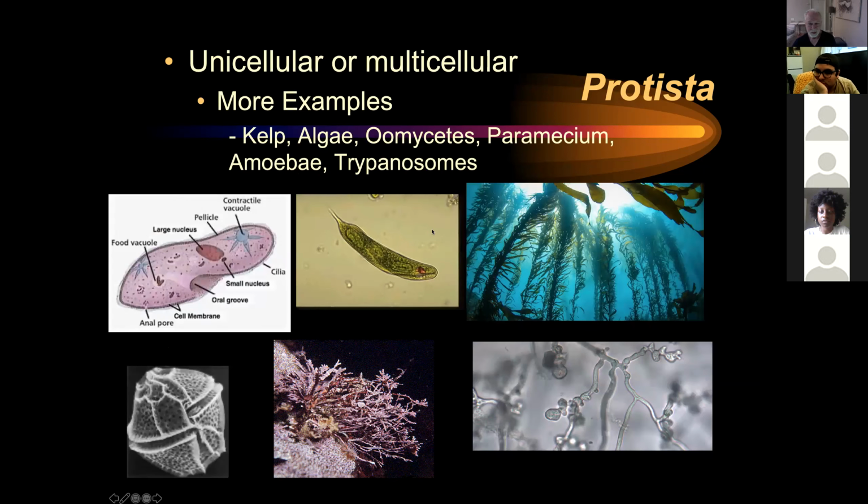And again, just more examples to give you some feel for what this broad category involves. Here are some of the types of organisms that are protists. Paramecium, you may have studied this in your high school biology lab. Here's an alga. Here's a kelp forest off the coast of San Diego. Here's an organism that looks like a fungus, but it isn't. It's really a protist.